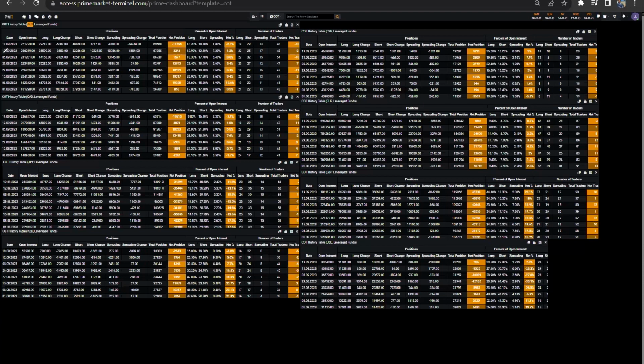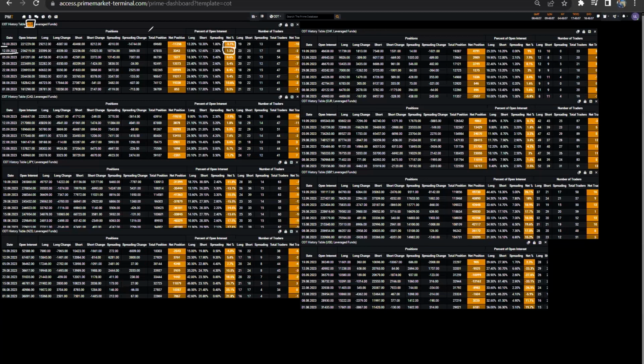On the 12th of September, we did have 1.3% long, right? But this week, on the 19th of September, we switched to negative. So that means that we are negative on the AUD. Basically, institutions are short in AUD.